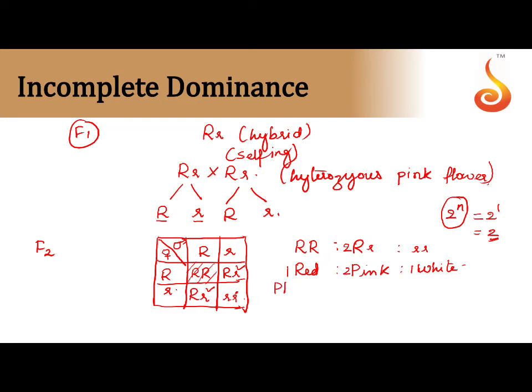So what is the phenotypic ratio? Phenotypic ratio is 1 is to 2 is to 1. And what is the genotypic ratio again? If you see, 1 capital R capital R, 2 capital R small r, and 1 small r small r. So the genotypic ratio is again 1 is to 2 is to 1.